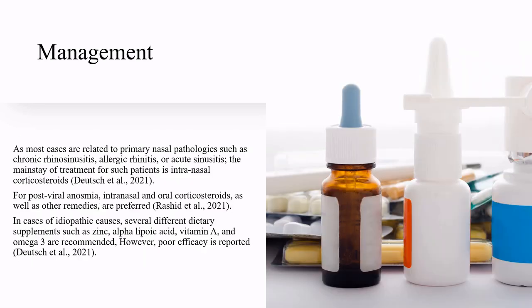As most cases are related to primary nasal pathologies such as chronic rhinosinusitis, allergic rhinitis, or acute sinusitis, the mainstay of treatment for such patients is intranasal corticosteroids. For post-viral anosmia, intranasal and oral corticosteroids, as well as other remedies, are preferred. In cases of idiopathic causes, several different dietary supplements such as zinc, alpha-lipoic acid, vitamin A, and omega-3 are recommended. However, poor efficacy is reported.